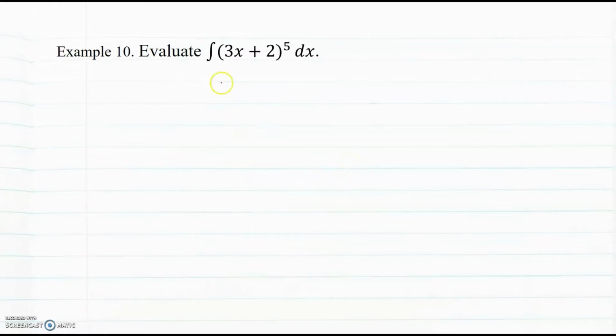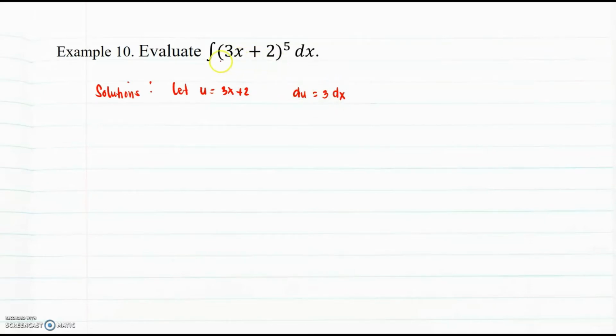Next, example 10. Evaluate the integral of 3x plus 2 raised to 5 with respect to x. So, solution, this is very obvious. We'll let u be equal to 3x plus 2, and since u is equal to 3x plus 2, the derivative of u is equal to 3 dx.